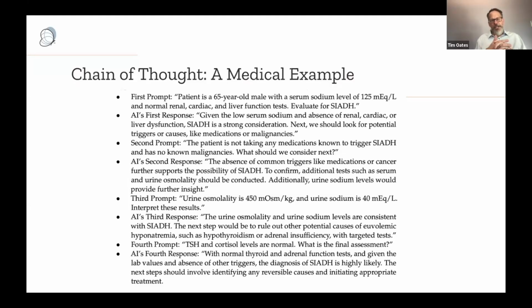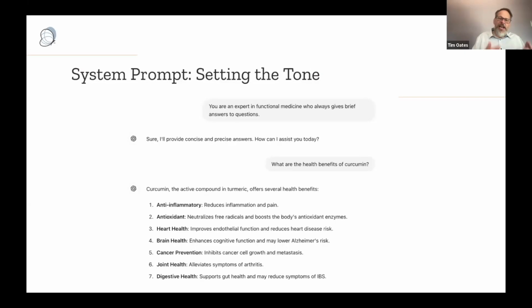So chain of thought is just, rather than just going, boom, here's what I want, give me the answer, sort of breaking it down into steps and having a little bit of back and forth. Now, the last thing we talked about briefly was this notion of the system prompt or setting the tone. So here's an example. I said, you are an expert in functional medicine who always gives brief answers to questions. Now, again, why is that useful? What that's doing is it's doing two things.